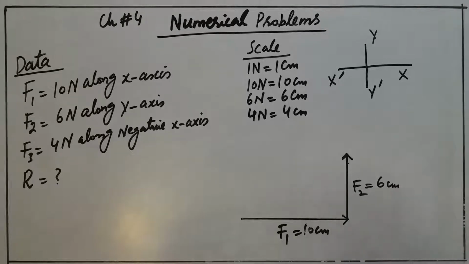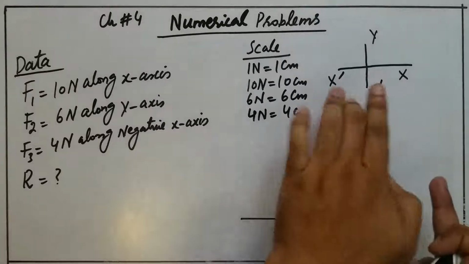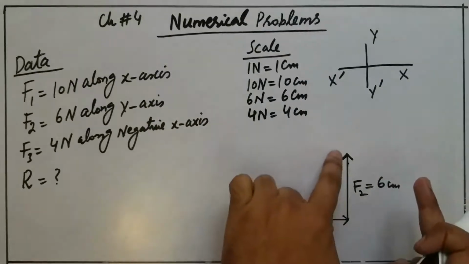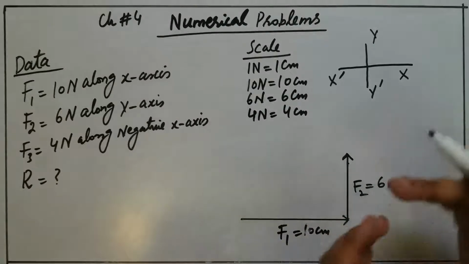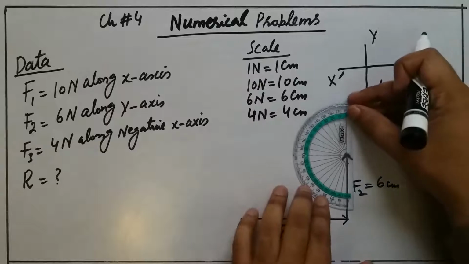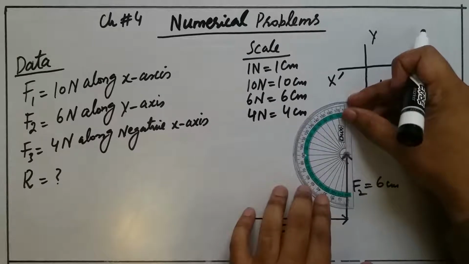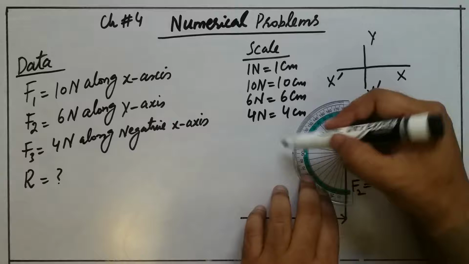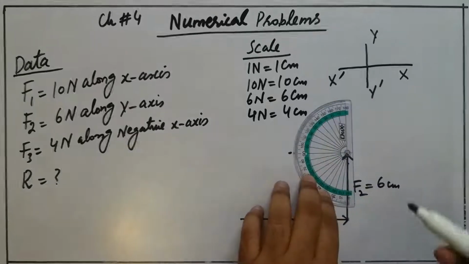Now I have to draw the 4 Newton line along the negative x-axis. So the negative x-axis is on the left side, so I have to draw a 4 centimeter line here again, but it should be straight, and to get the straight line I'm going to take the help again of the protractor.